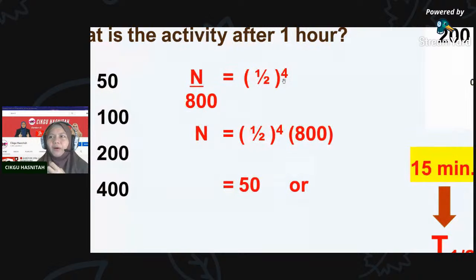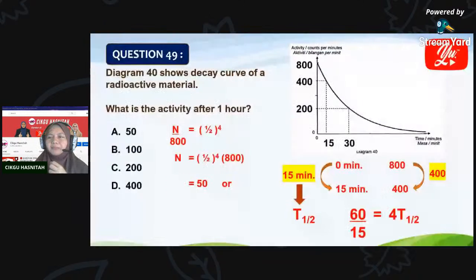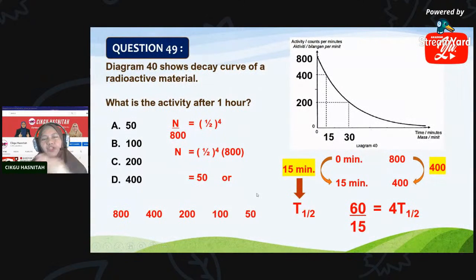4 is the number of half-life. So now we have 4 number of half-life, so we place 4 here. So to find N, the number of sample left after 1 hour, is 50. Or you can do it by showing the flow chart.